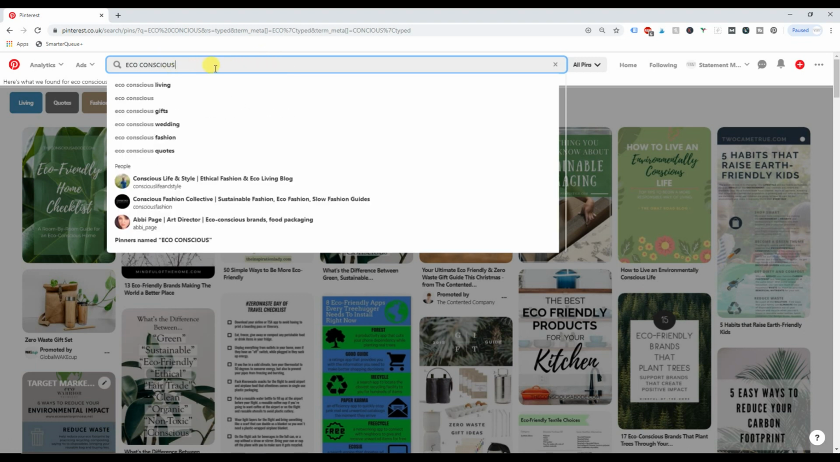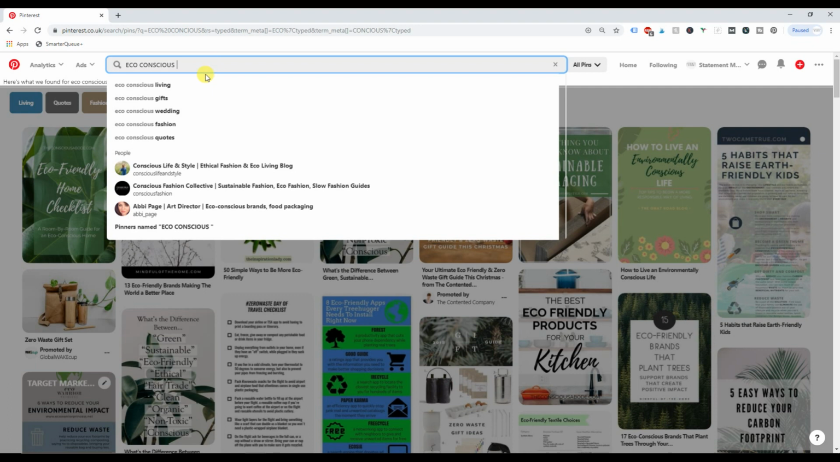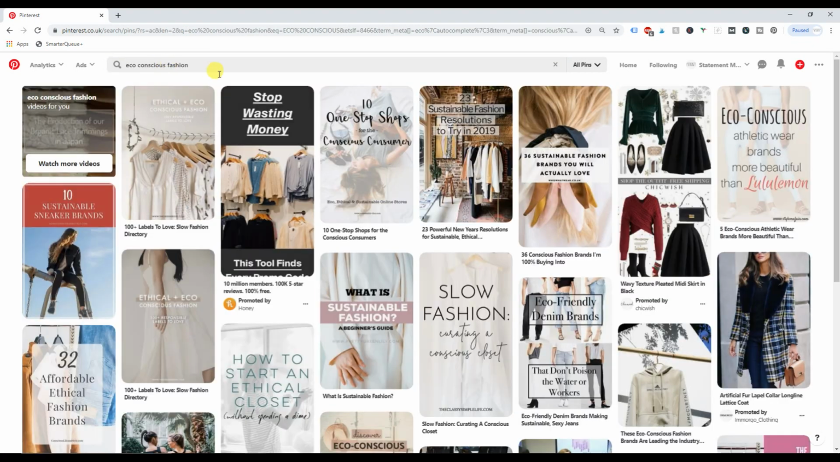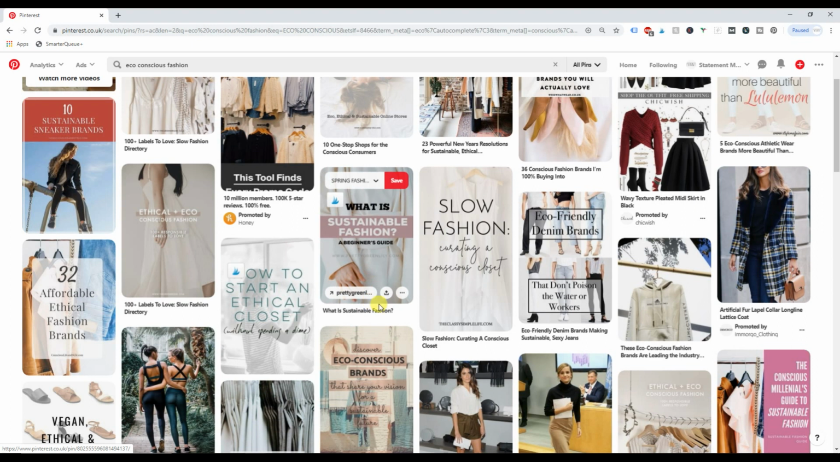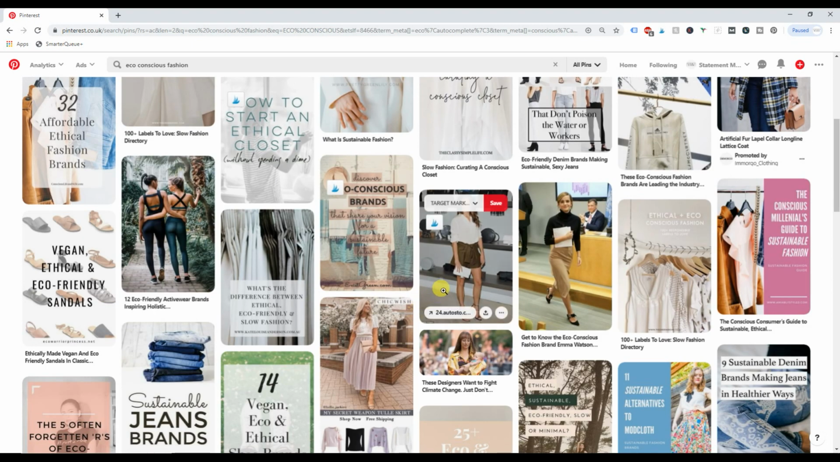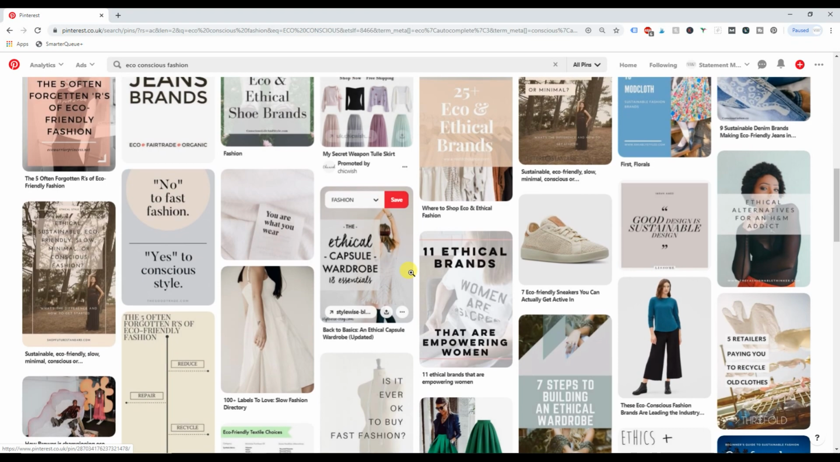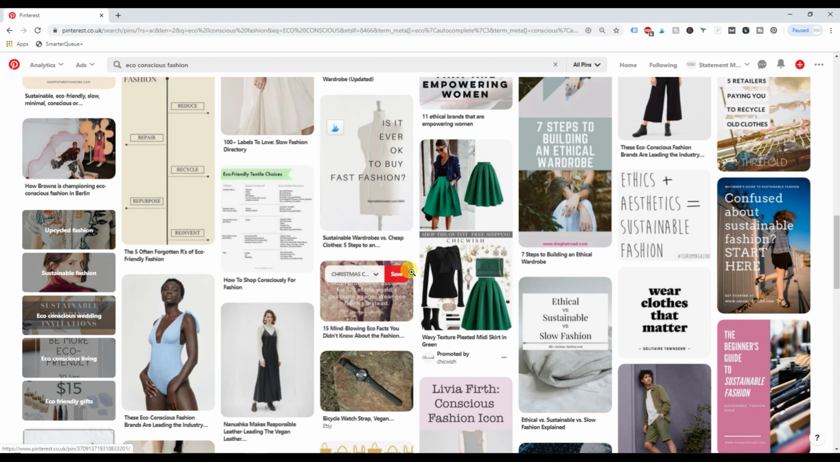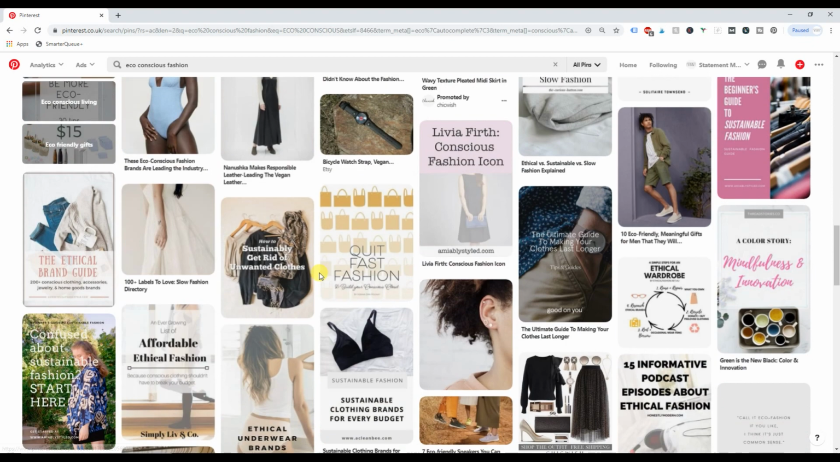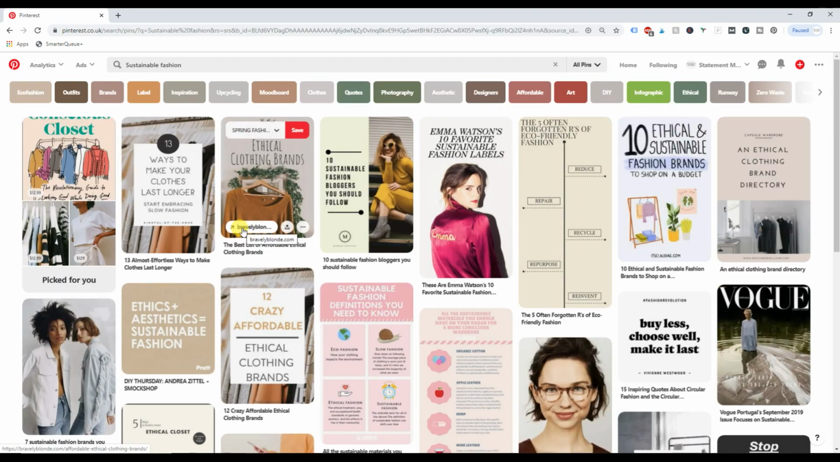What I'm going to do is go for eco-friendly fashion, and see the types of things that these women usually wear or what they're attracted to, let's say. So very plain, beautiful garments. That's pretty. Let's go on to sustainable fashion. Maybe that's a better way to phrase it.